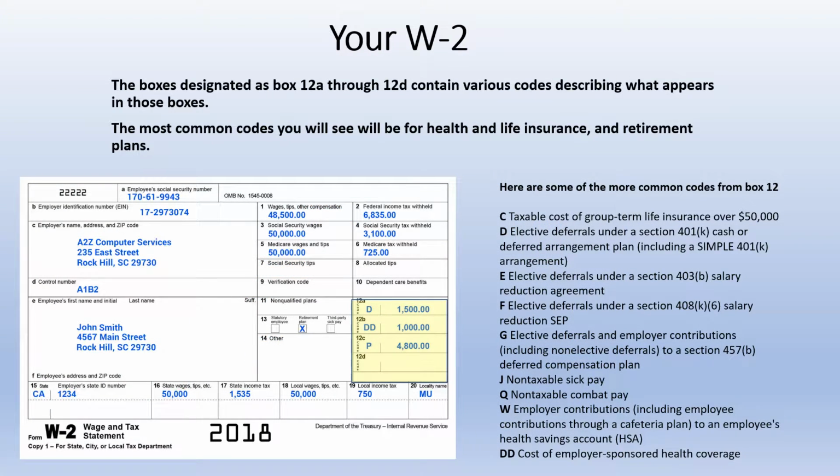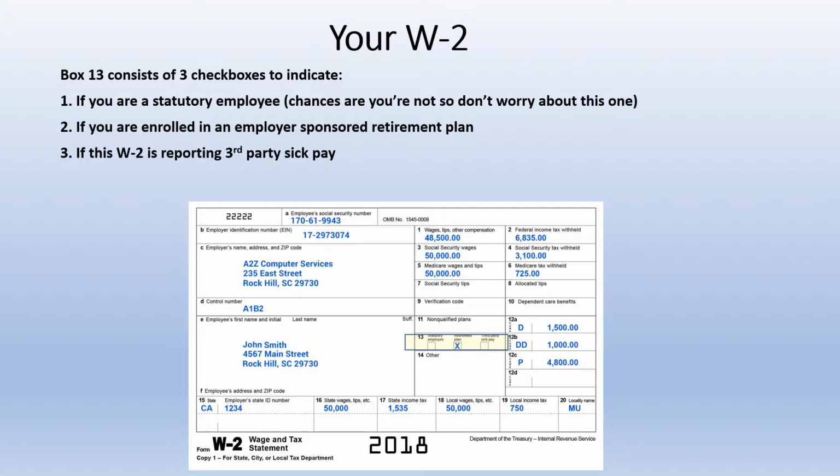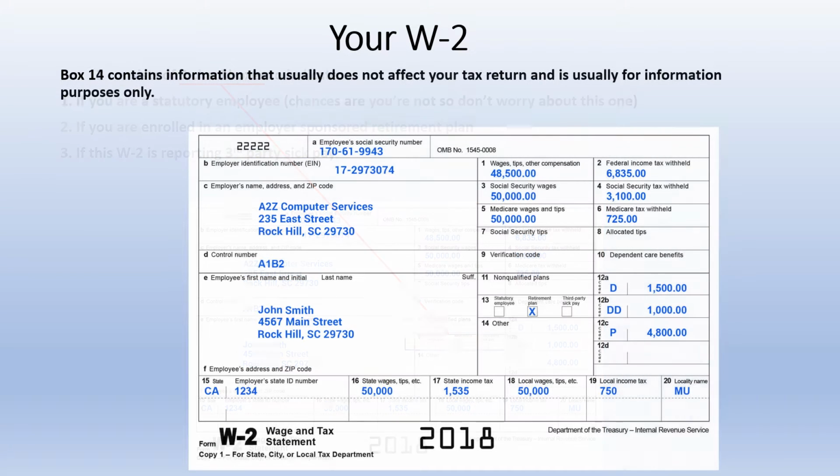The boxes designated as Box 12A through 12D contain various codes describing what appears in those boxes. The most common codes you will see will be for health and life insurance and retirement plans. Off to the right, you'll see some of the more common codes that might appear in Box 12. Box 13 consists of 3 check boxes to indicate 1, if you're a statutory employee. Chances are you're not, so don't worry about this one. Number 2, if you are enrolled in an employer-sponsored retirement plan. And 3, if this W-2 is reporting third-party sick pay. Box 14 contains information that usually does not affect your tax return and is usually for information purposes only.